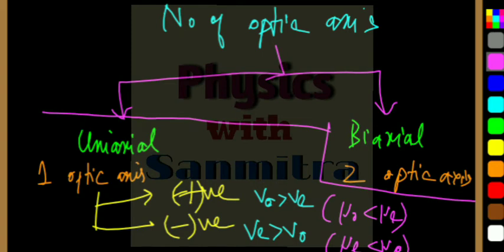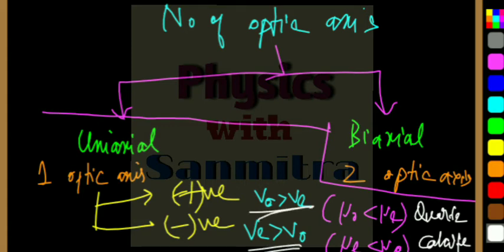Let me give you an example for each type. An example for a positive uniaxial crystal is quartz, where VO is greater than VE. And for a negative uniaxial crystal, one example is calcite, the example which we took. We'll be talking about how the magnitudes of VO and VE are important in the case of the quarter wave plate and the half wave plate.